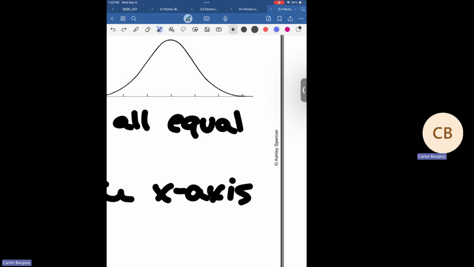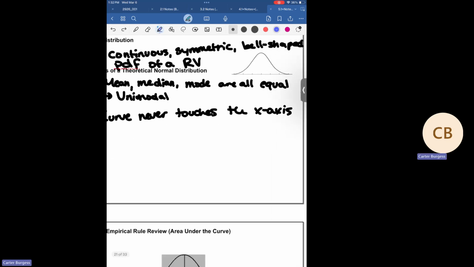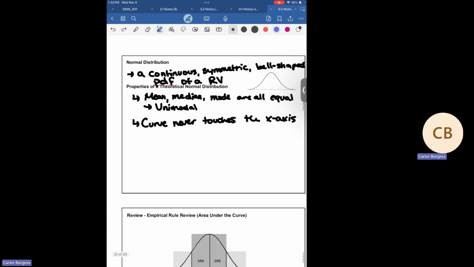And so there's no point where we say, nope, this event is too improbable, it's too unlikely to happen, we're going to treat it as impossible. Technically speaking, we can go out as many standard deviations as we want, and that is perfectly acceptable. So as a result, the curve never touches the x-axis.